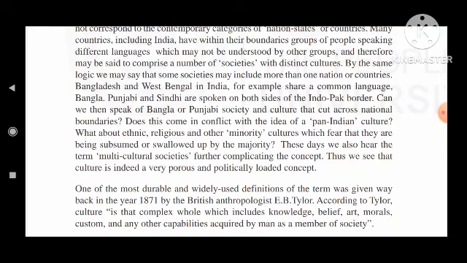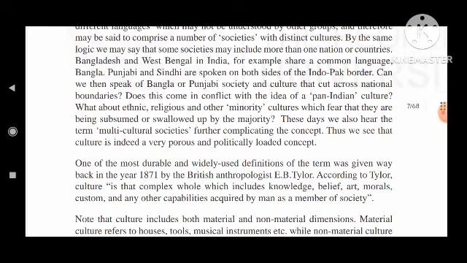What about ethnic, religious and other minority cultures which fear that they are being subsumed or swallowed up by the majority? These days, we also hear the term multicultural societies, further complicating the concept. Thus, we see that culture is indeed a very porous and politically loaded concept.